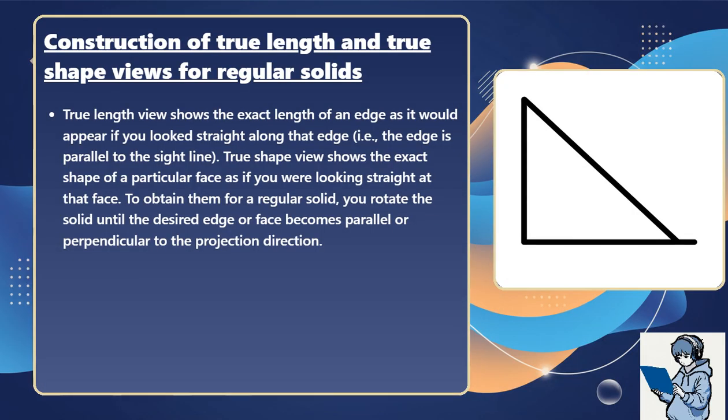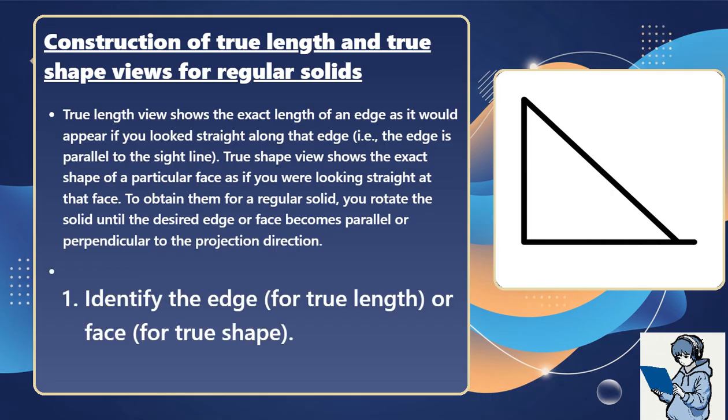True length view shows the exact length of an edge as it would appear if you look straight along that edge. That is, the edge is parallel to the sight line. True shape view shows the exact shape of a particular face as if you were looking straight at that face. To obtain them for a regular solid, you rotate the solid until the desired edge or face becomes parallel or perpendicular to the projection direction.